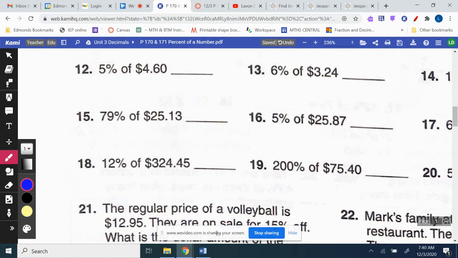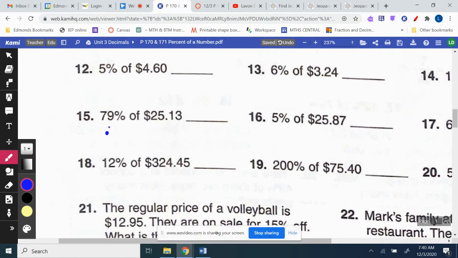Let's do this one. Again, 0.79 of means times 25.13 equals. So I'm going to put all that into my calculator. 0.79 times 25.13. And oh boy, did that give me a mess. I have 19.8527. So again, I'm rounding to the nearest cent. So this is what I'm rounding to. And because that's less than 5, I'm just going to leave it. So my answer to this problem is $19.85.